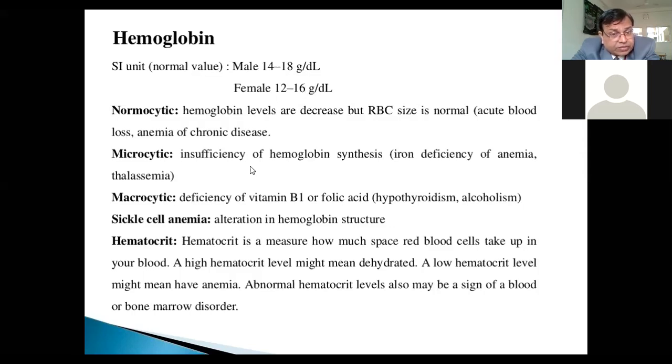Now, hematocrit is a measure of how much space red blood cells take up in your blood. A high hematocrit level might mean dehydration. A low hematocrit level might mean you have anemia. An abnormal hematocrit level may also be a sign of a blood or bone marrow disorder. So hematocrit level is an important factor which you must know regarding the patient's condition.